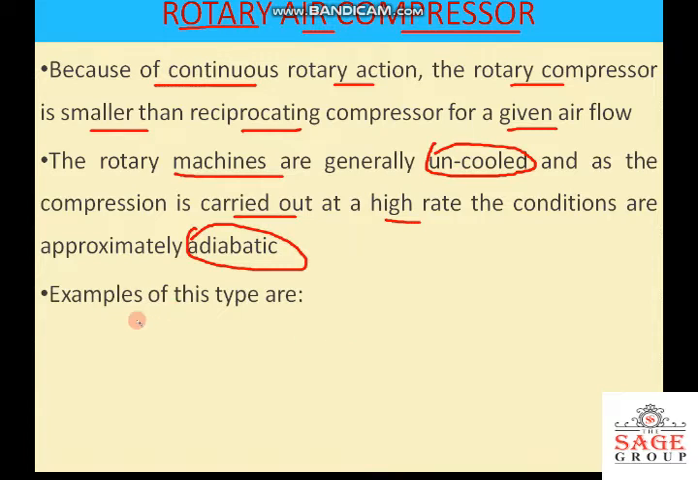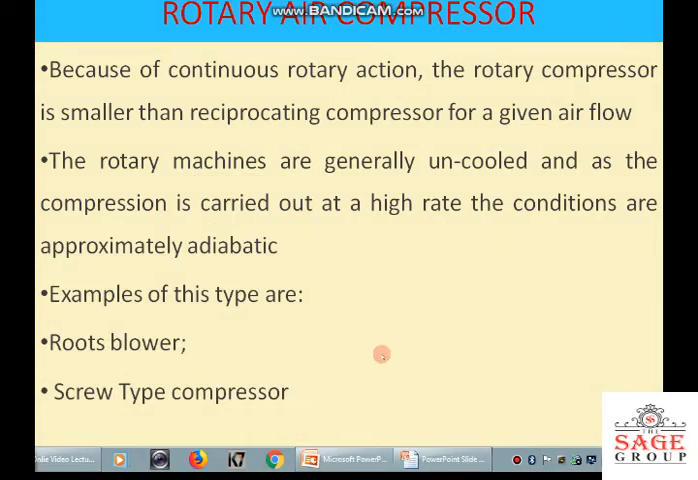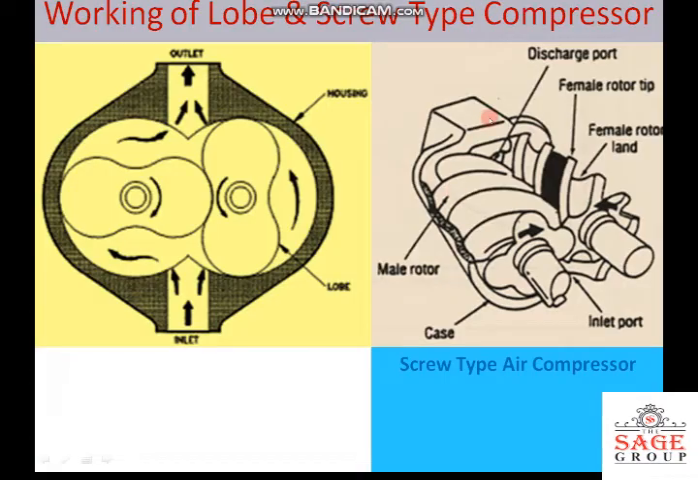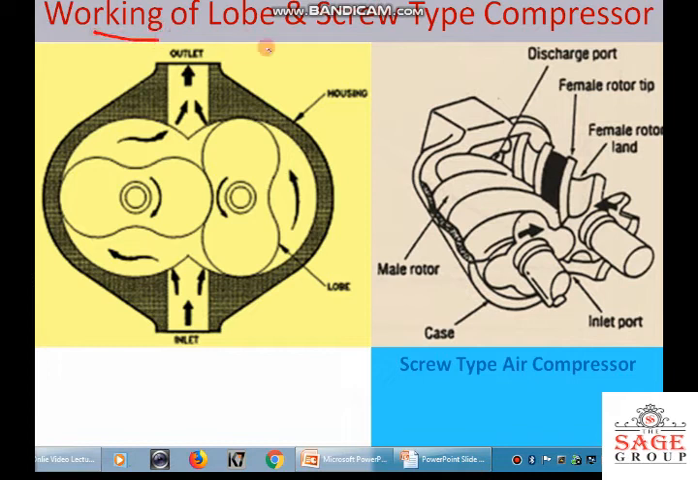Some examples of this type of compressor are the roots blower, the screw type of compressor, and one more, the vane type of compressor. Now here you can see the schematic diagram as well as the working of the lobe type of compressor as well as the screw type of compressor. So first we are taking the lobe type of compressor.